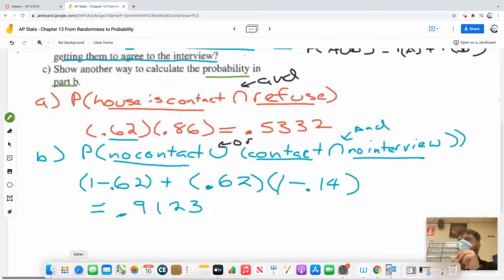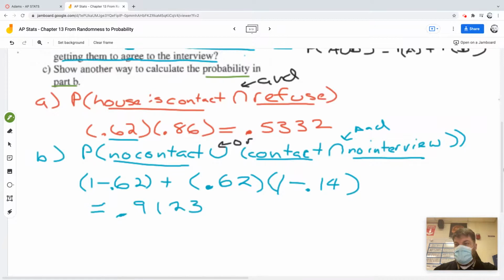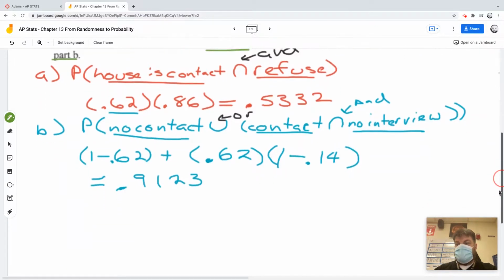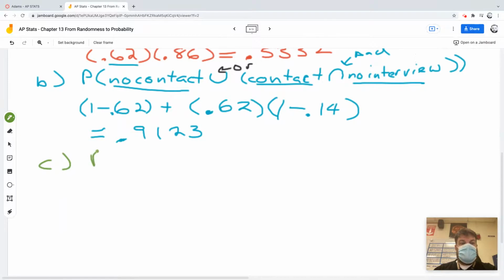So what's the opposite of that? Contact and interview. Yeah, you get a contact with somebody and an interview. So basically, that's the complement that we're looking for. So it's very simple. I need to know the probability of. Well, now we got to figure out, is it and or? That's and. Yeah, it's and. So I need to figure out the probability.